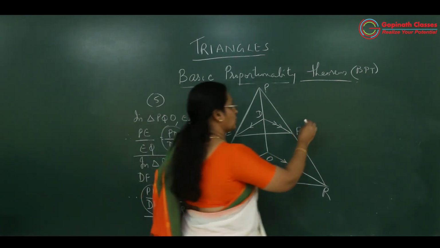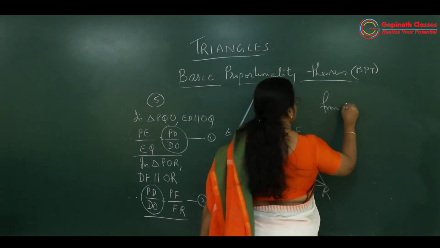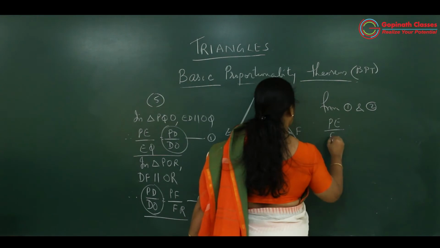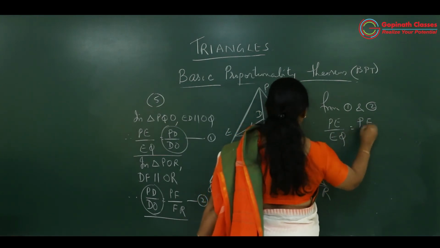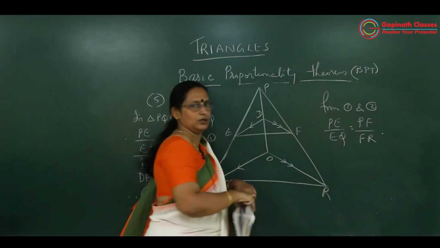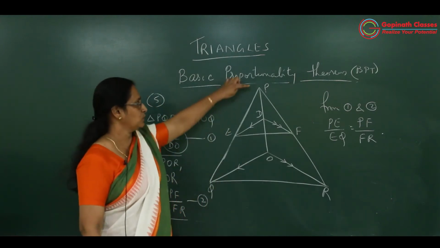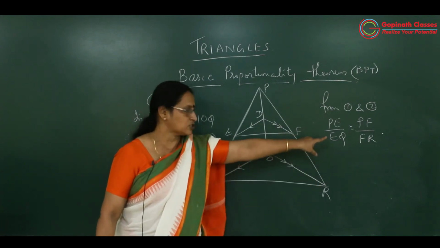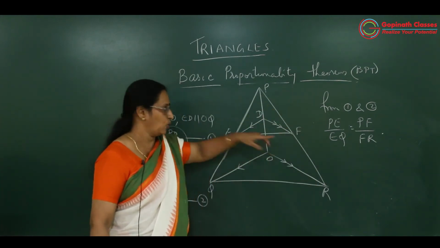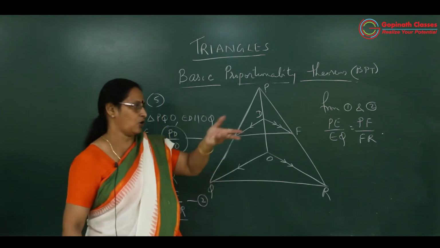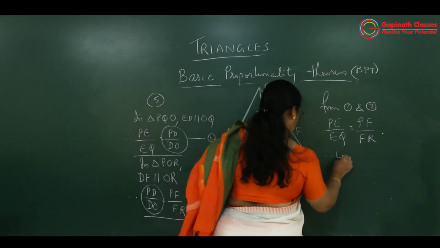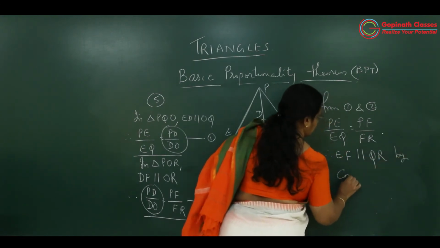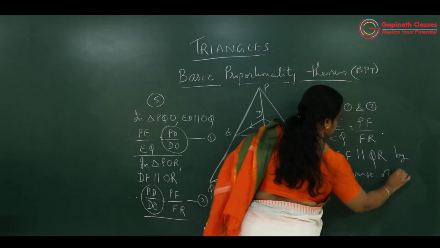So from 1 and 2, PE by EQ is equal to PF upon FR. अभी देखो what I said, उधर ही पहुंचा. PE by EQ is equal to PF upon FR. We reached there from 1 and 2. So these two will be parallel by converse. Therefore, EF is parallel to QR by converse of BPT.